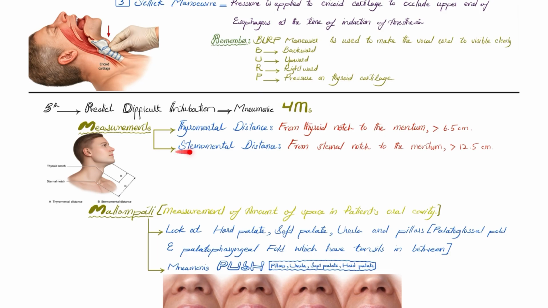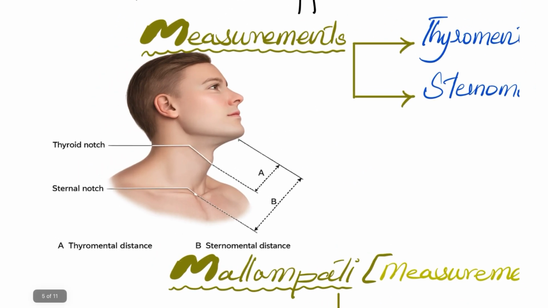And the second thing that you have to measure is sternomental distance, and it is measured from the sternal notch to the mentum, and it should be greater than 12.5 centimeters. As you see in the image, there is an illustrative explanation of the thyromental distance and sternomental distance.